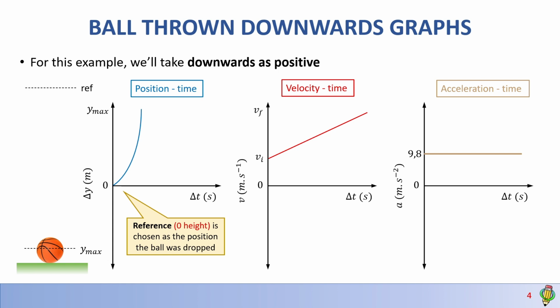If we look at the acceleration time graph, we can clearly see that the acceleration is still 9.8 meters per second squared. We see it is a positive value because we chose downwards as positive, and acceleration is always going downwards.